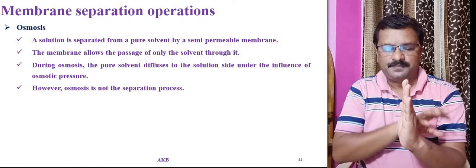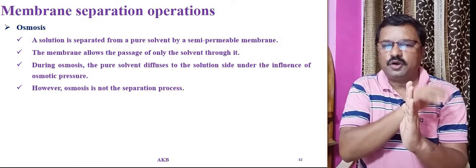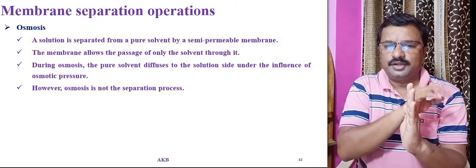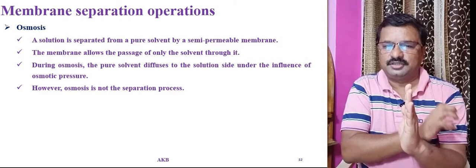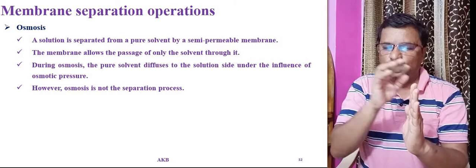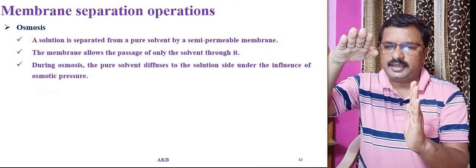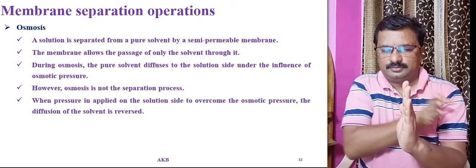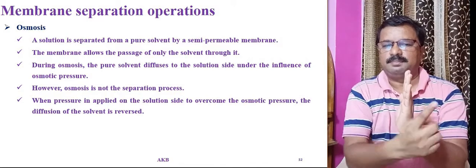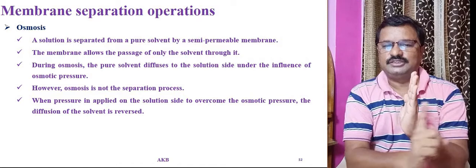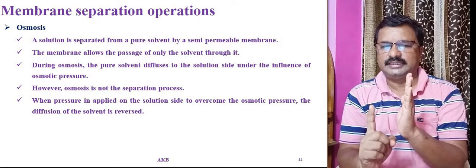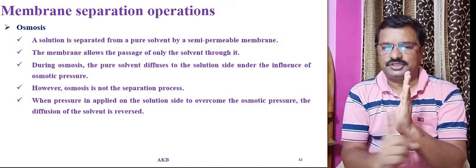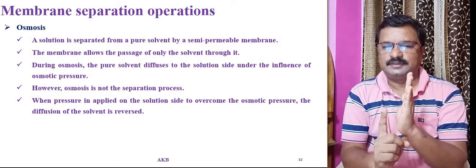Now what is done? In order to oppose the osmotic pressure, or in order to overcome the osmotic pressure, what can be done? We can impose an opposing pressure on the solution side. In osmosis, the path of solvent is from the solvent side to the solution side. Now, the driving force is osmotic pressure. The osmotic pressure is causing this flow.